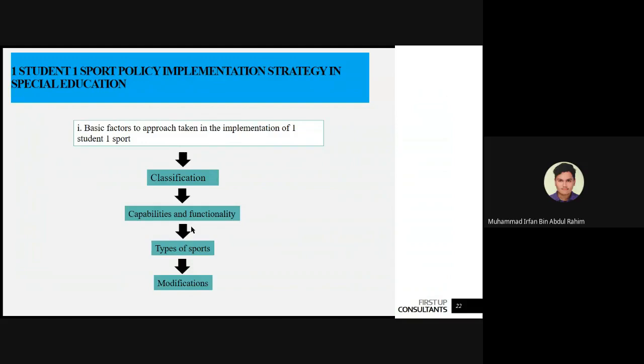The third one is types of sport. And the last one is modification. This is to modify the way you play, techniques, equipment, and the rules of the game as minimally as possible. Next.